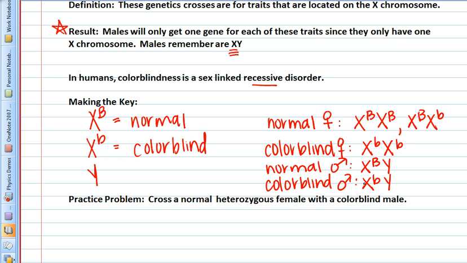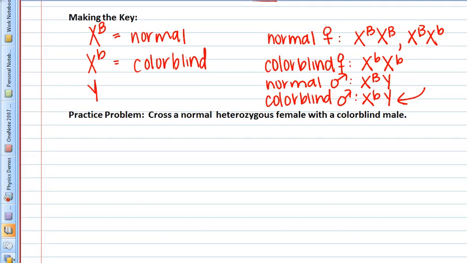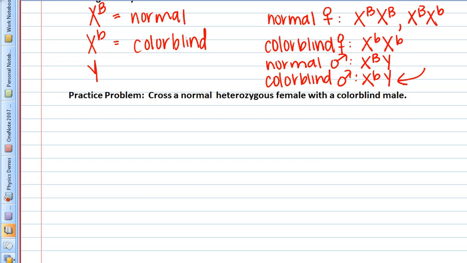Now, males are going to have a greater probability of ending up with sex-linked recessive disorders because of the fact they only need to get one little b in order to show the trait. The reason for that is that their Y chromosome does not contain a gene for these types of traits. Let's look at a practice example.